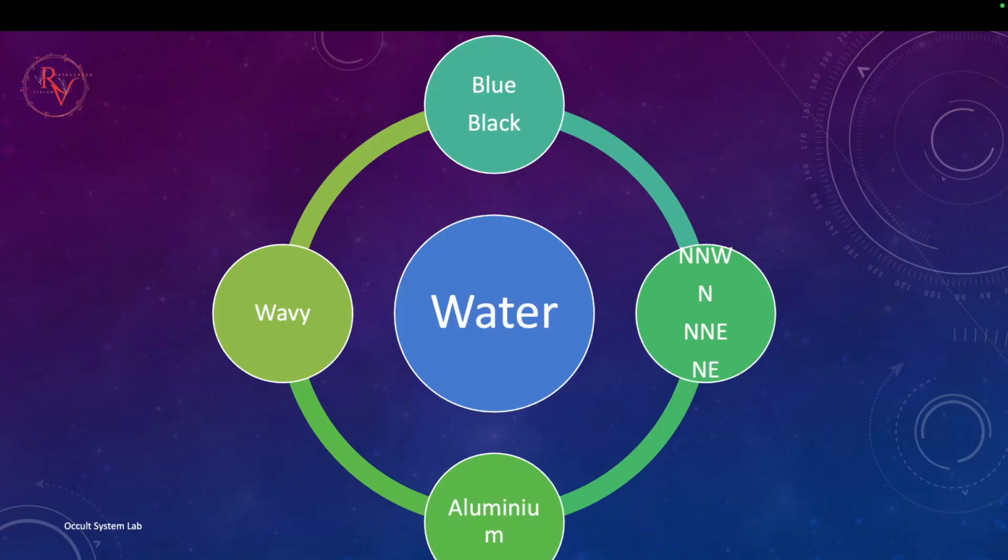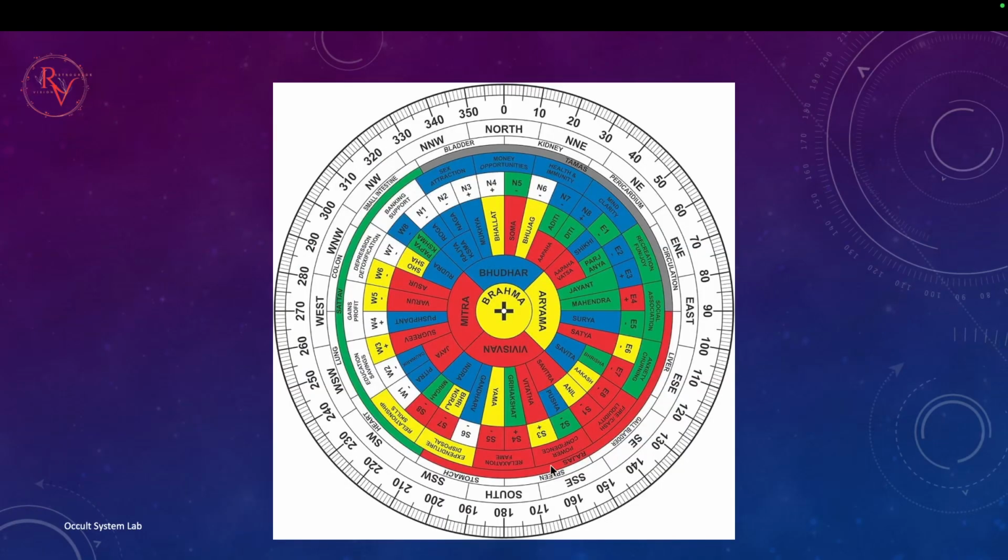Let's say now, for example, in the fire direction, let's say in the south direction, if you have painted the wall blue color, now what will happen? Let's say in the south direction, if you have painted the wall black color, or you have kept an object which is black in color or blue in color, now what will happen? This particular south direction is now imbalanced.